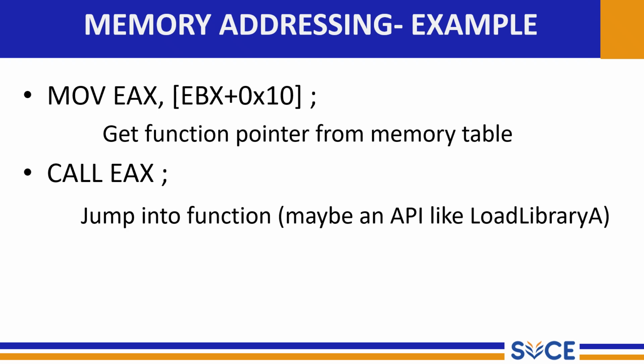This is an example of memory addressing. Like in the previous example we discussed for registers, it is the same here: MOV EAX, [EBX+0x10], where EBX is the base register. This gets the function pointer from the memory table. Then CALL EAX jumps into the function, which maybe an API like LoadLibraryA. So this is an example of memory addressing.